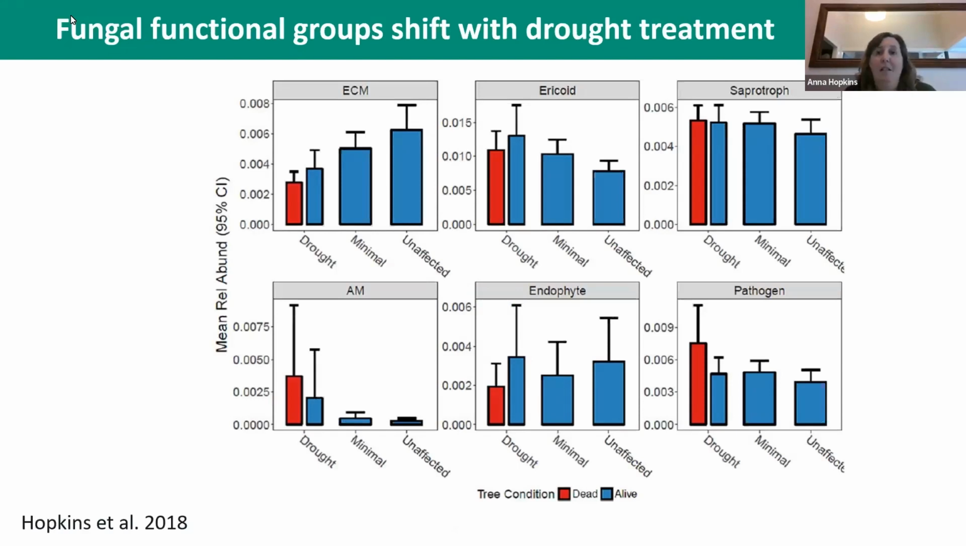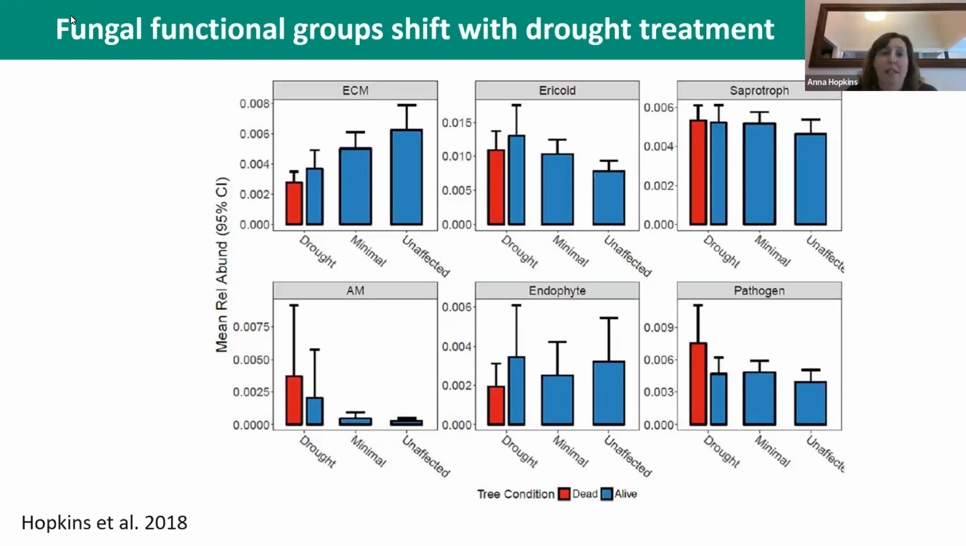So these are some of the different functional groups that we looked at. We determined function by linking it to the taxa that we were able to identify from our sequence reads. And what we found was that there was a significant decrease in the number of ectomycorrhizal fungal species in those droughted sites. And that there was an increase in the number of pathogens, for example, in the bottom right-hand corner, particularly with those dead trees. And that inverse to the decrease in ectomycorrhizal species, there was an increase in ericoid mycorrhizal species and arbuscular mycorrhizal species.